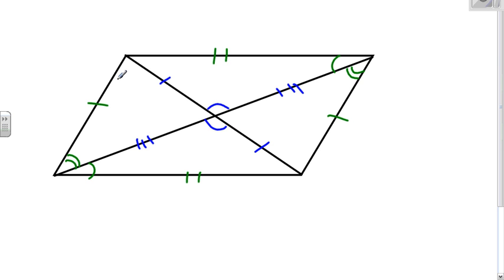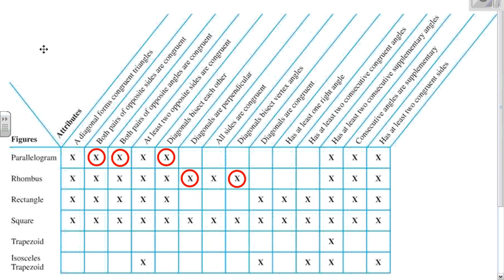So there's a lot of special properties about parallelograms. You can also go on and talk about how rhombuses and rectangles and squares are parallelograms. So they're going to share a lot of the same properties, but have some unique properties of their own. So we have a chart that sums up all of these special properties.